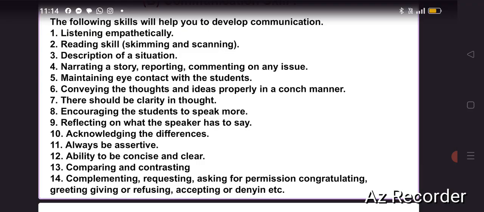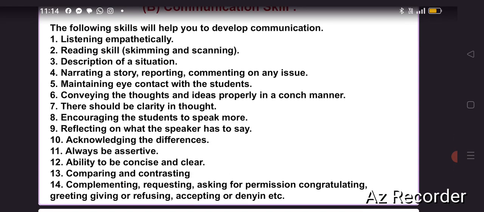Second, reading skill, that is also important. Suppose if you want to communicate to others, we have to read more and more related to that subject. Then after we can express our feelings, thoughts, opinion on any other subject.